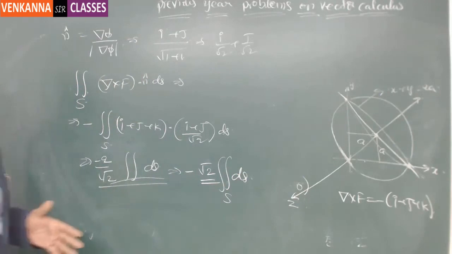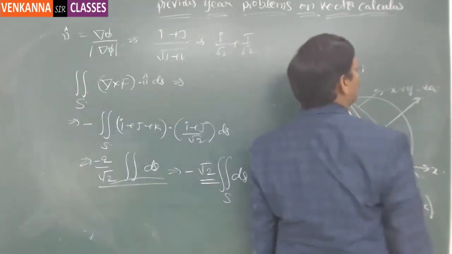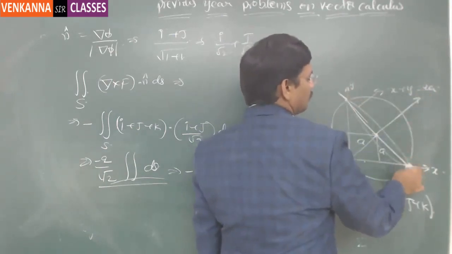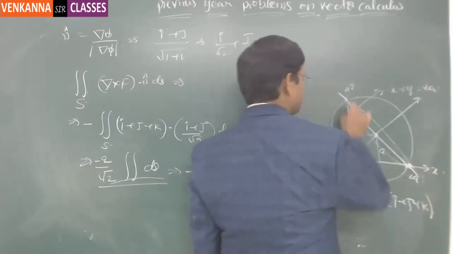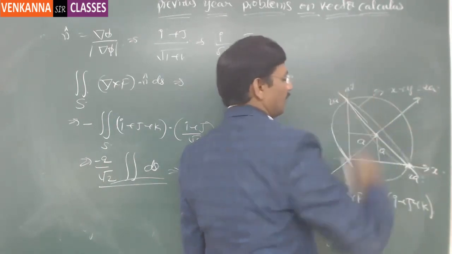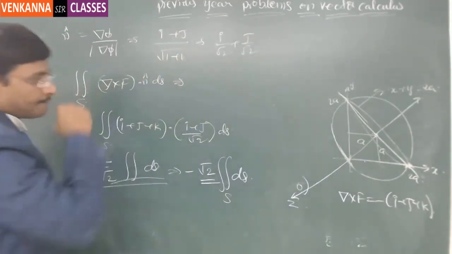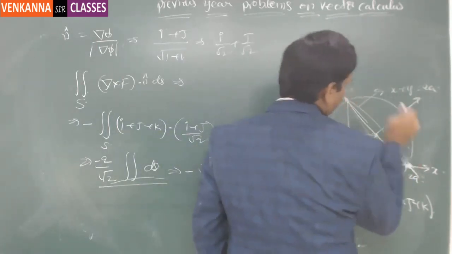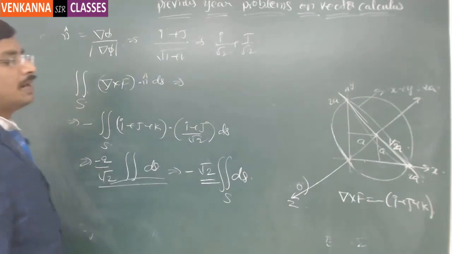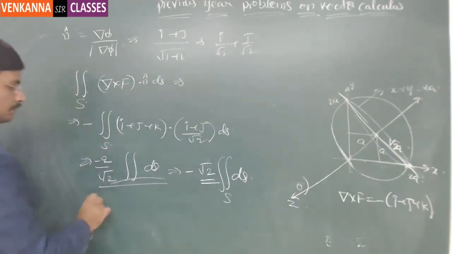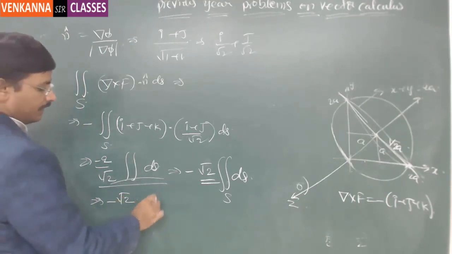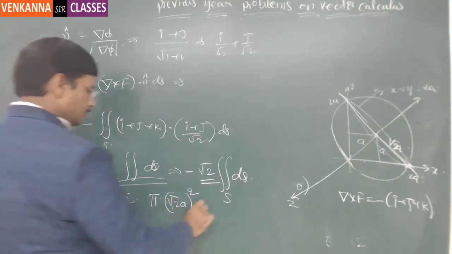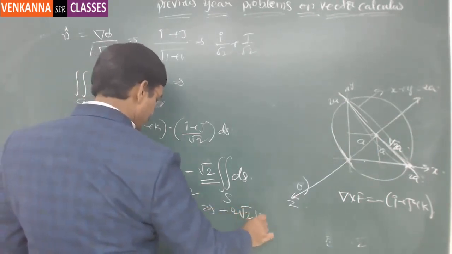Now this surface is on the circle, x plus y is equal to 2a. Now this starts with x equal to a and ends with y equal to 2a. So this length is 2a and this length is 2a. Now this particular surface area we want. What is that surface area? This will be a circle, right? So a circle of radius root 2 a. So root 2 a circle area we have to identify. So this is minus root 2 times pi r square, where r is root 2 a. So this is minus 2 root 2 pi a square.